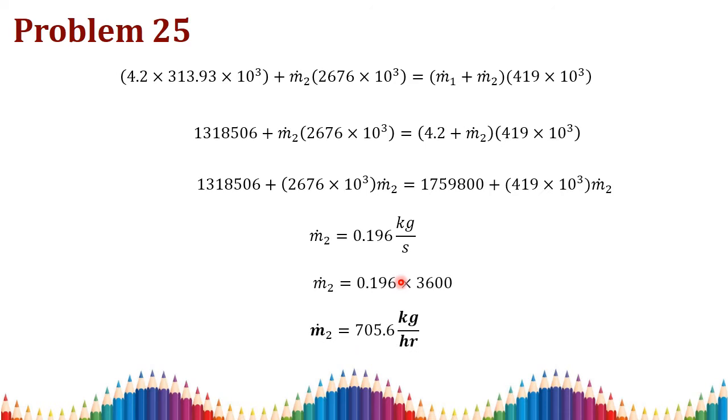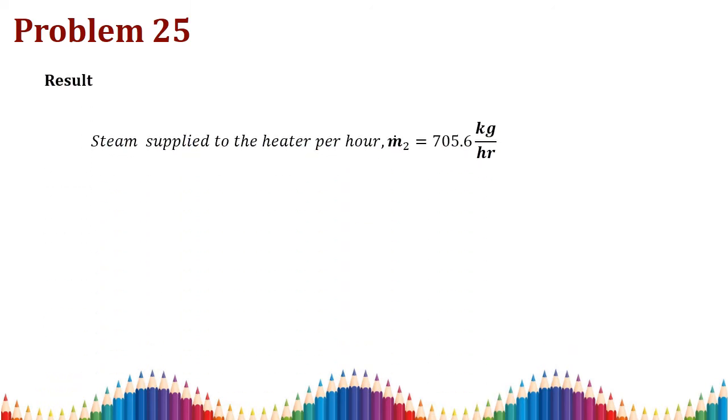In the problem they are asking per hour, so you have to multiply by 3600 to convert m dot 2 to 705.6 kilogram per hour. That is, this much mass of steam will be supplied per hour. The steam supplied to the heater per hour is 705.6 kilogram per hour.